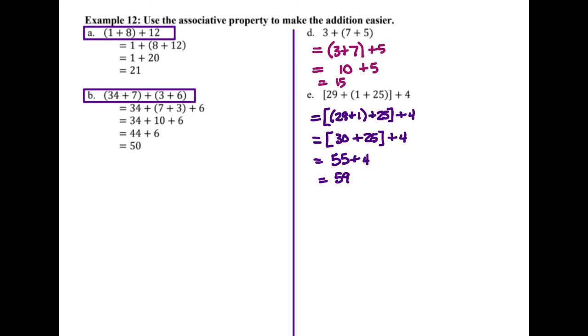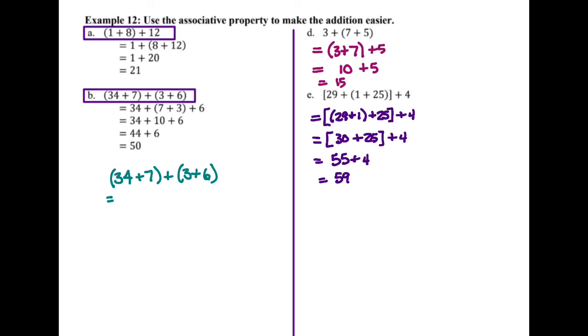Okay, now B. I'm going to mix both properties together and show you how this one could be even simpler. So 34 add 7. This is the original. Okay, so now I recognize that 3 and 7 give you 10. That's right. But I also recognize that 34 and 6 give you 40. So I'm going to change the order and the parentheses.